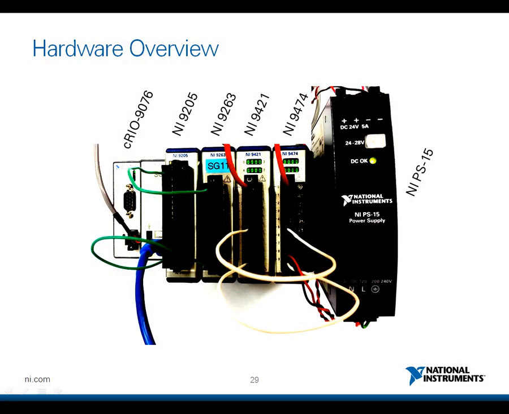Here's a picture of the hardware that we'll be using for this demo. On your left is the CompactRIO 9076, which is the integrated real-time controller with the FPGA at the backplane of the chassis. These are the modules that are connected to the system. We have the NI 9205, the 32-channel analog input module, which we will be using for measuring voltages. Next is the NI 9263. We will be using this 4-channel analog output module for generating voltages.